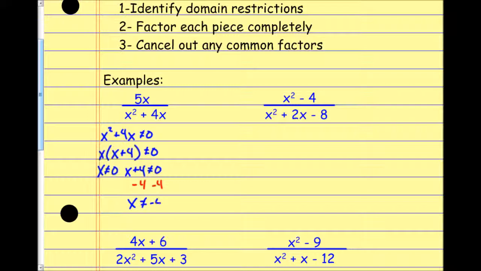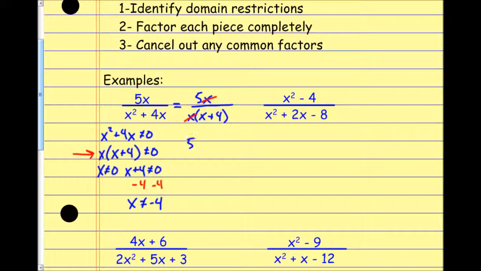Now I'm going to factor everything completely. Right here, the numerator I can't factor any further. It's already factored as a 5 times an x. The denominator I already factored it once. Don't do that work over again. I can just steal my work from this step right here. That was an x times an x plus 4. And now I look, I see an x in the numerator and an x in the denominator that are each factors. They're each being multiplied. So I can cancel out those x's, which leaves me with a 5 over x plus 4 for my simplified version.